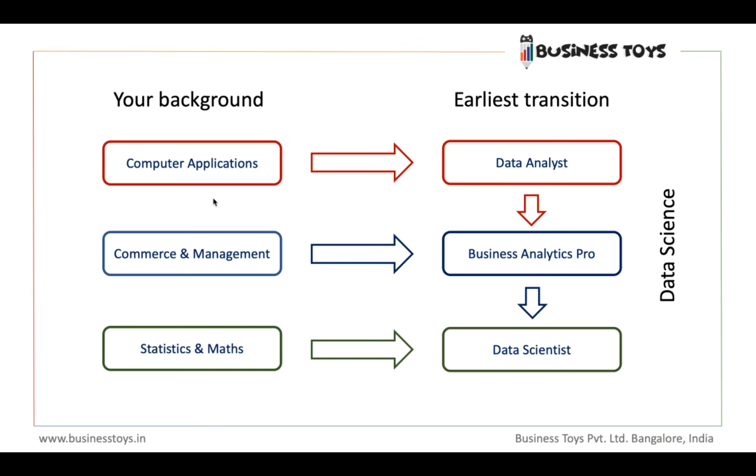So these are the three major categories of profiles which exist in data science. The first one is data analyst, the second one is business analytics professional, and the third one is data scientist. Anybody can become a data scientist in today's world, but you should get equipped with the relevant skill sets that are required to become one.